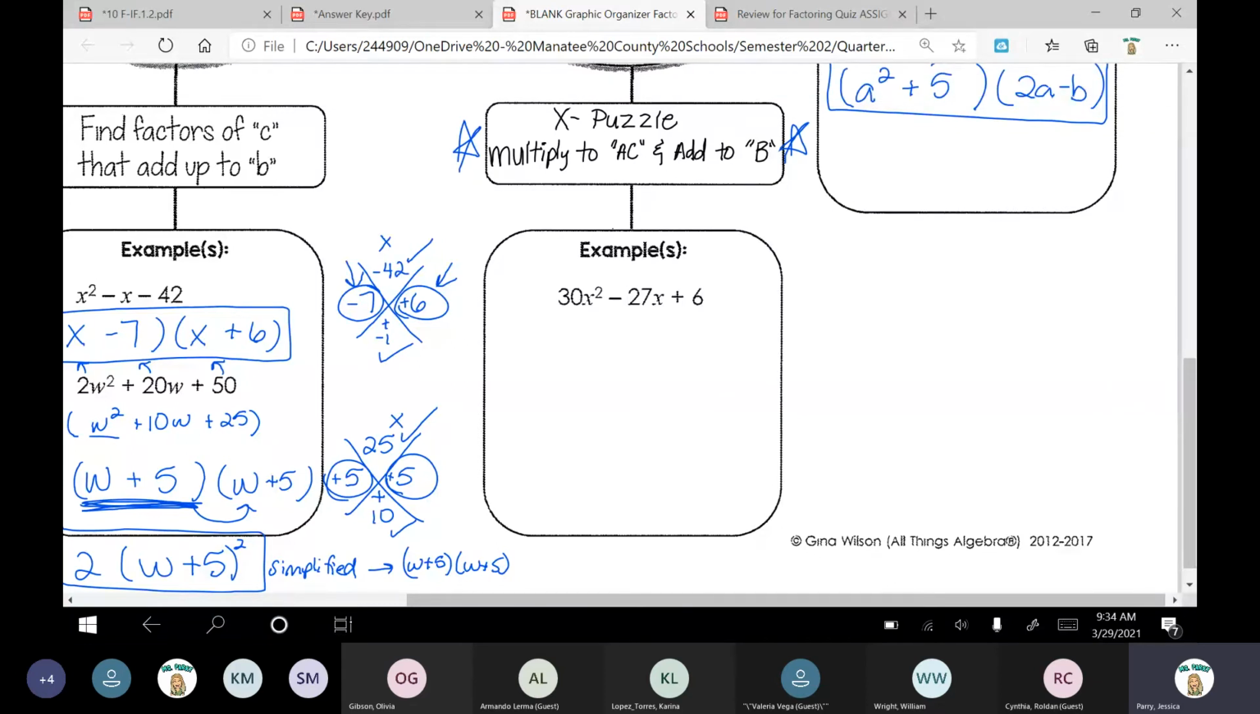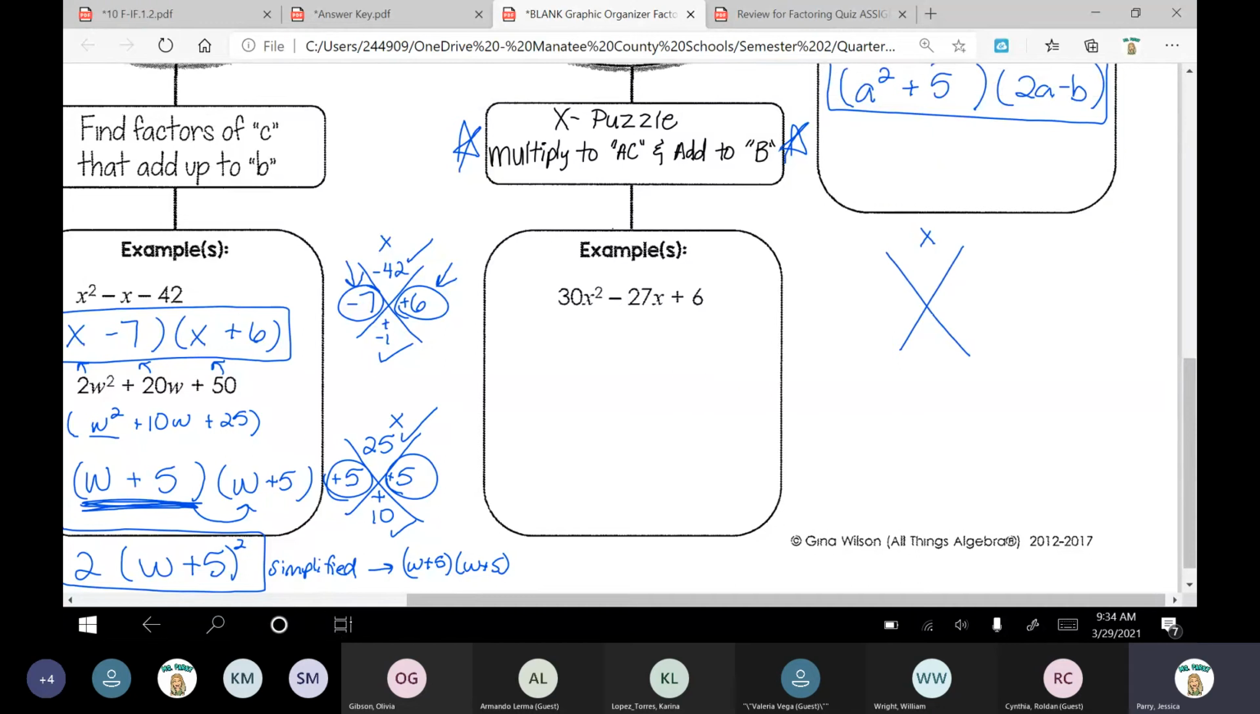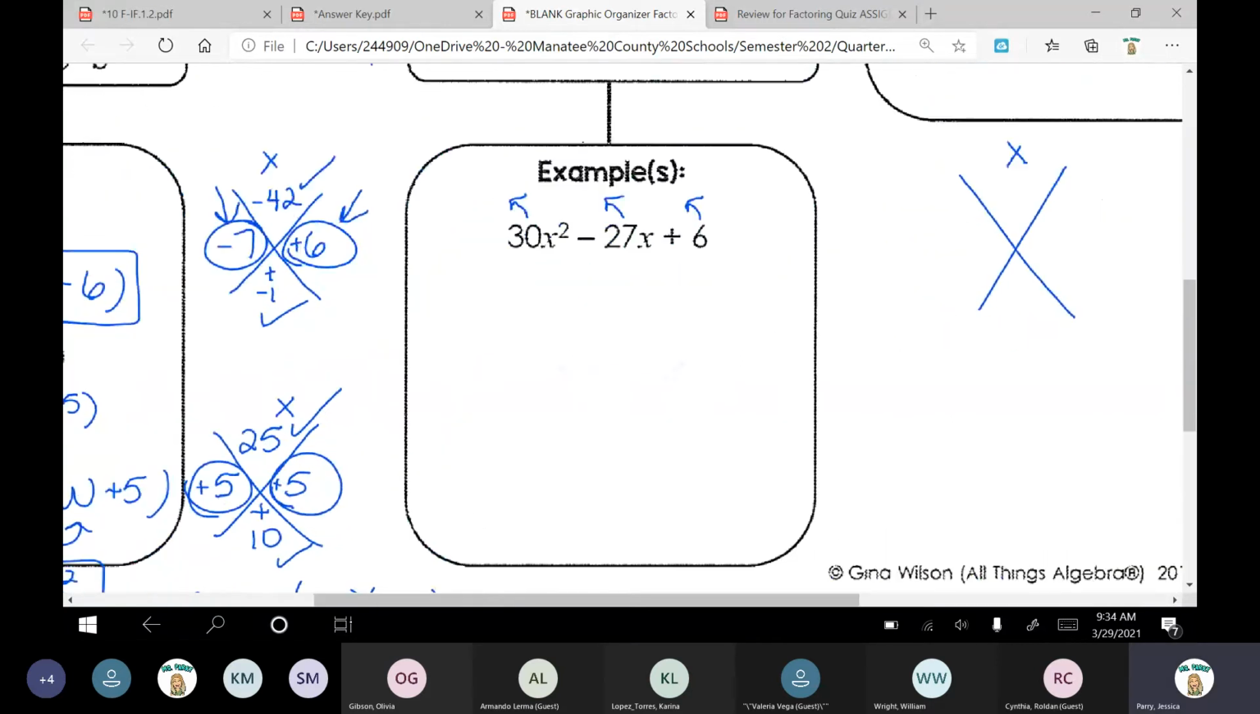So you need to see what multiplies to AC and adds to B. So again, I'm going to draw my X puzzle. Whoops, actually, let's back up here. I'm going too fast. First, let's see. My very first thing says, first look for a GCF. And this one here, yes, there's a GCF. So let's factor it out first before we do our X puzzle.